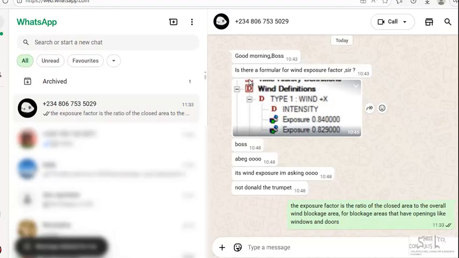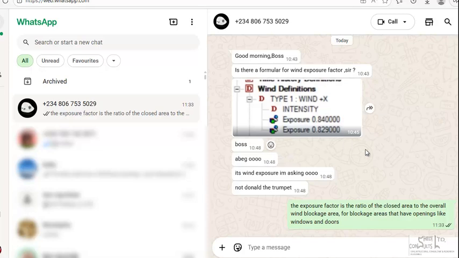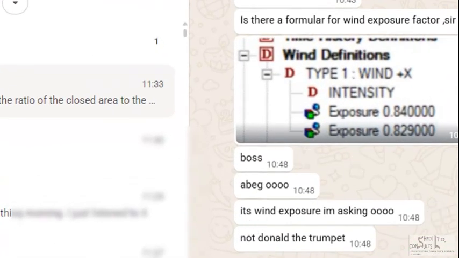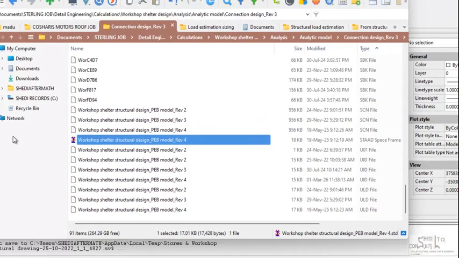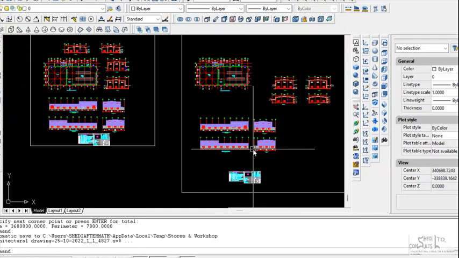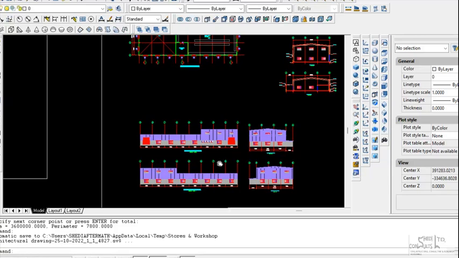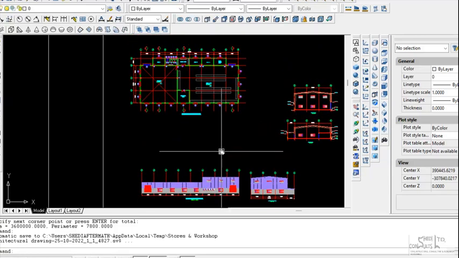Okay, good morning. You're asking me a question in relation to wind exposure factors in the design of building structures. So your question is, how did I obtain the wind exposure factor in the design of building structures? That's a fantastic question, and I'll explain the application of wind exposure factor very succinctly using an illustration.